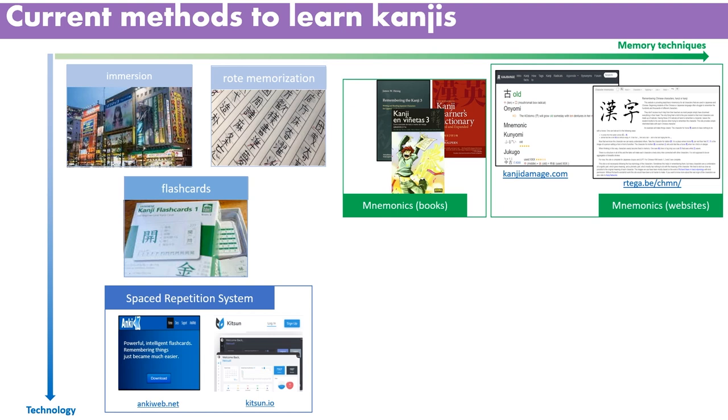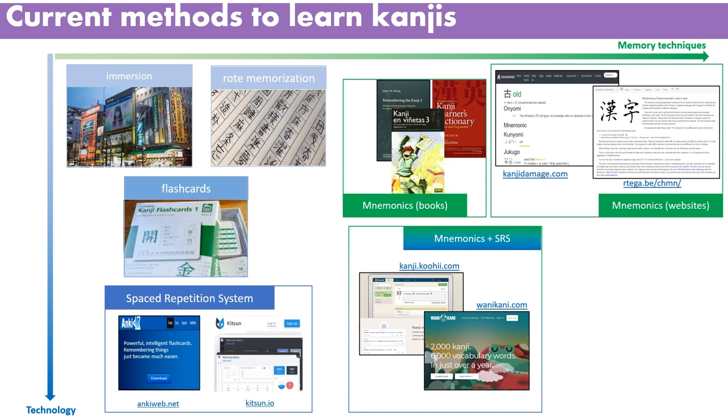And now the more advanced quadrant, systems using both technology and mnemonics. Two very good resources, which I am using at least weekly, kanji.koi.com and wanikani.com. One is free, the other is not. Those websites are focused on kanji acquisition through mnemonics and are using an SRS algorithm to optimize the learning process.